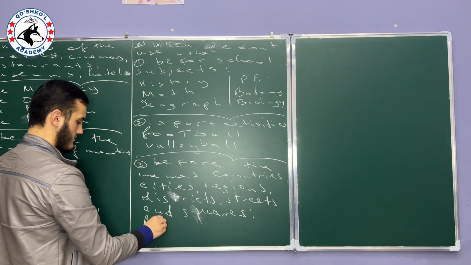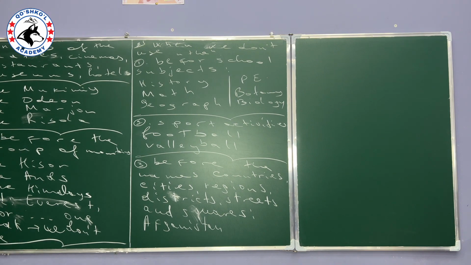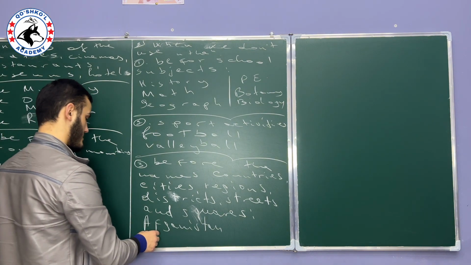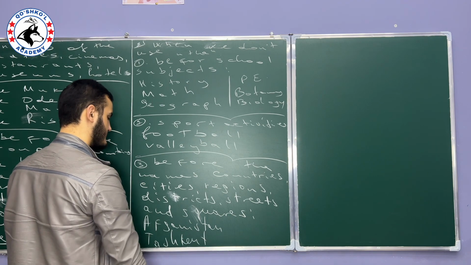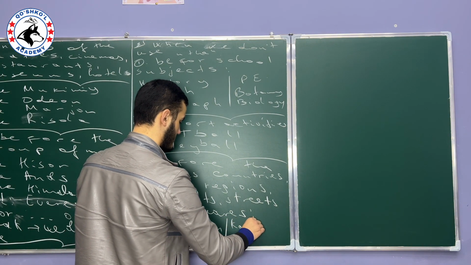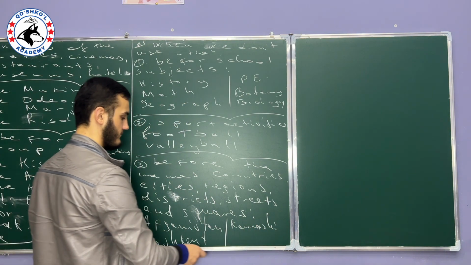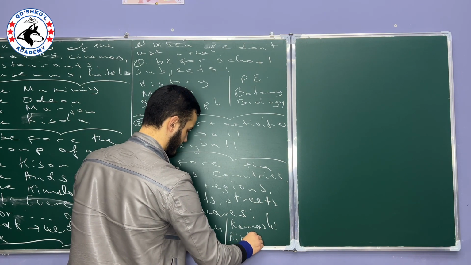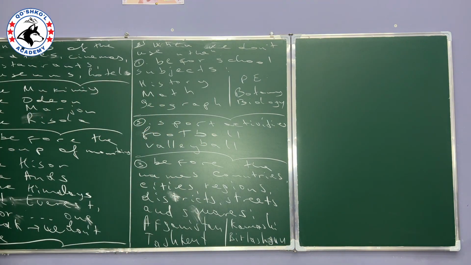Like Afghanistan. You can't say the Afghanistan. Or Tashkent. This is city. You can't say the Tashkent. District, Kamashi. The Kamash is wrong. Street, Barlashkan, yeah? Amir Timur. The Amir Timur square. This is one.